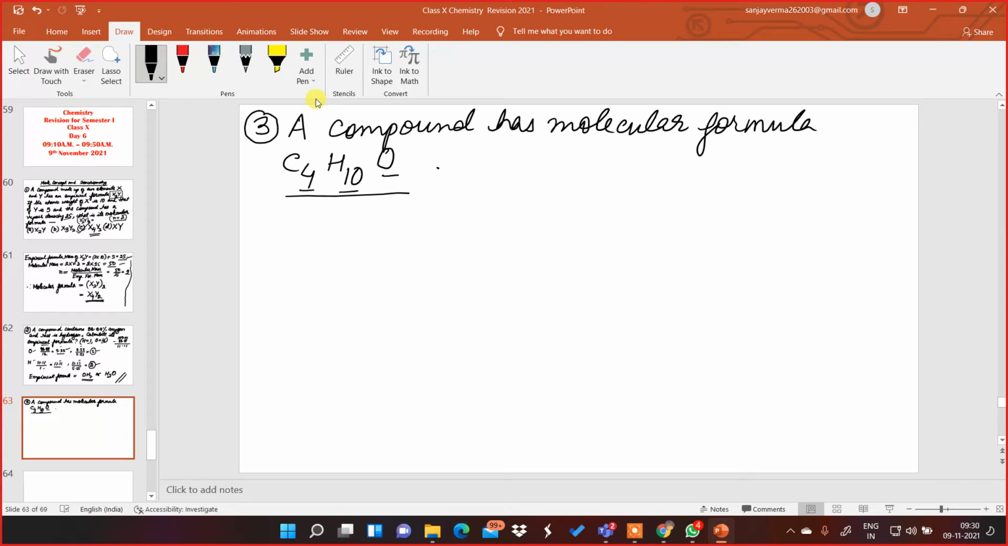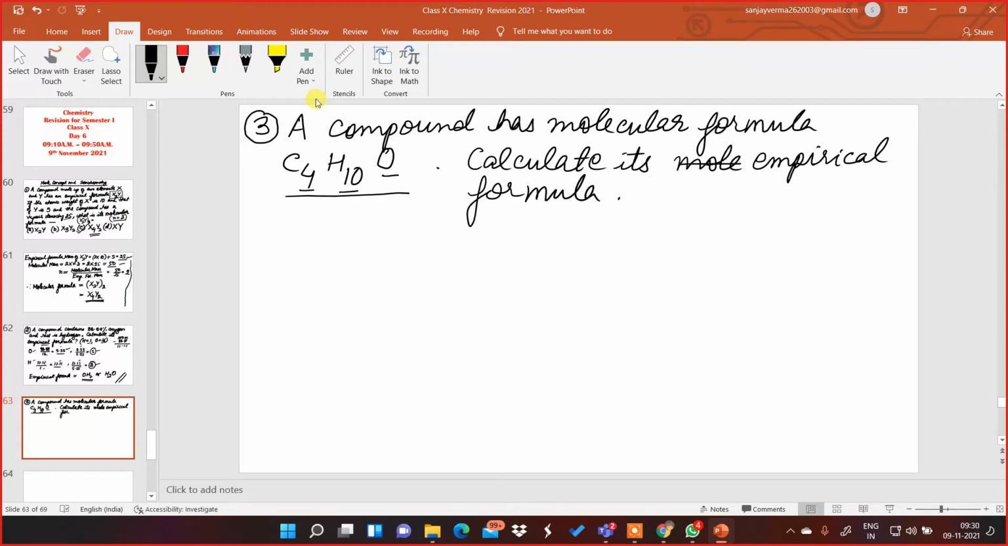Now they are telling us to calculate its empirical formula, not molecular formula. A compound has molecular formula C4H10O. Calculate its empirical formula. So, how do you do this?